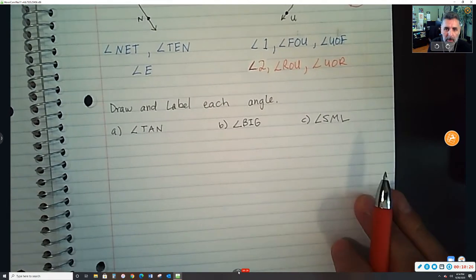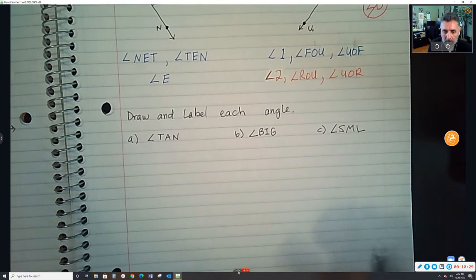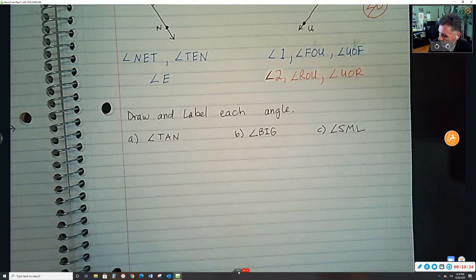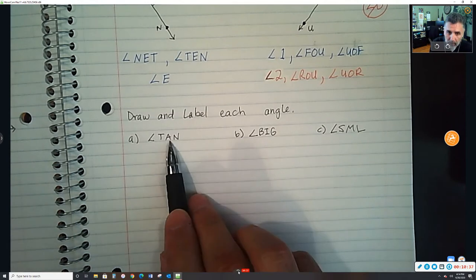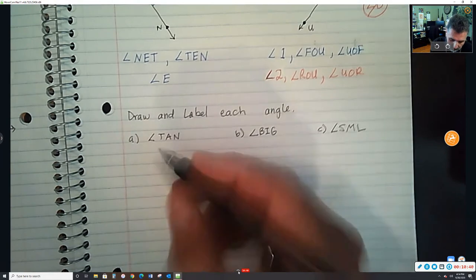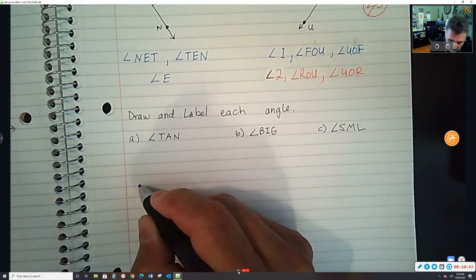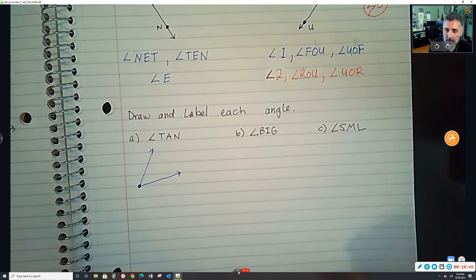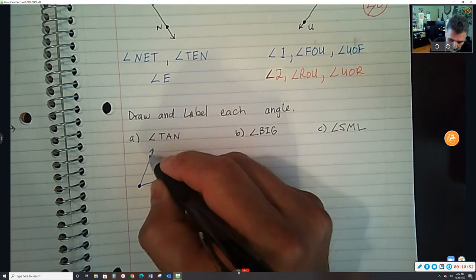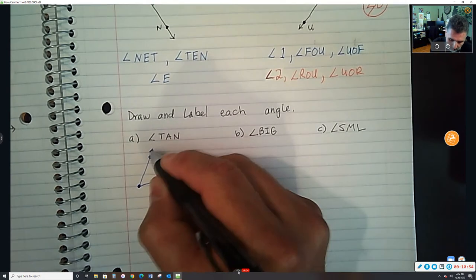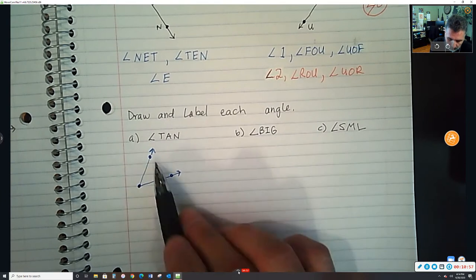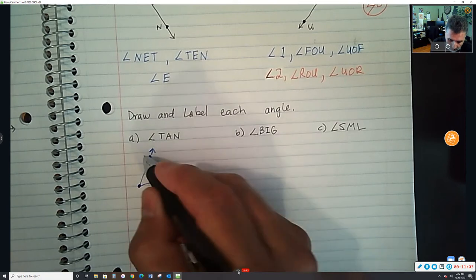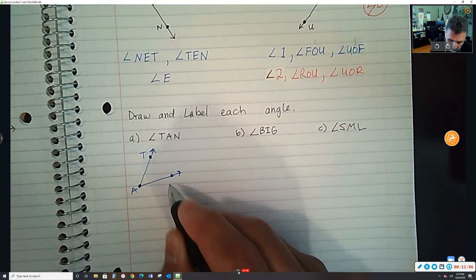So then it says draw and label each angle. Okay. Angle TAN, angle BIG, and angle SML. Now again, real quick, the middle letter is the vertex. So you can think of it like this. And the angle, they don't tell you how big or how small to make it. What matters is you have two rays. See, that's one ray, and then that's the other ray. And then there should be 3 dots for the 3 points. And then you just go in order. T, A, N.